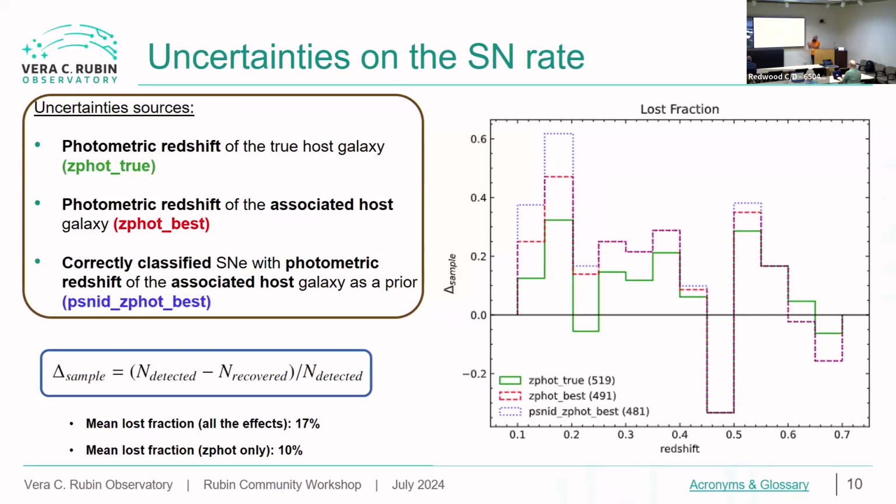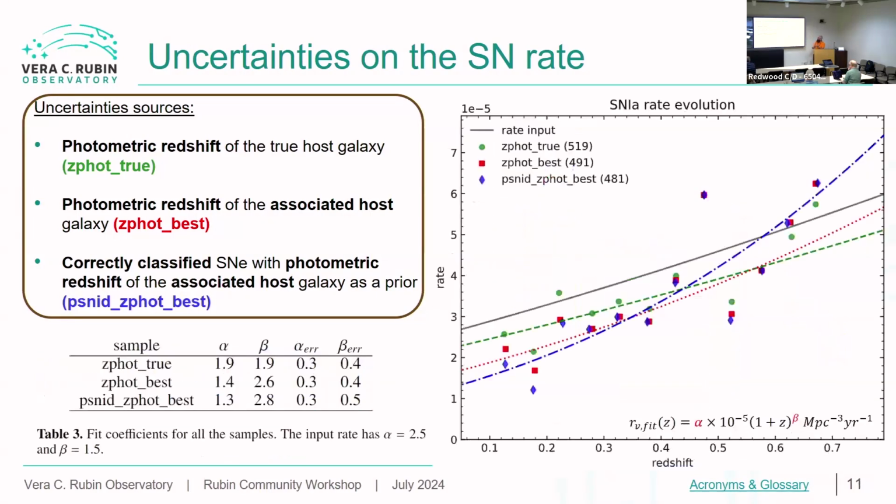And the mean lost fraction is around 17%, but the greatest effect here is photometric redshift, because it is the very first step, and it is also affecting the photometric classification when you use it as a prior. So when you try to measure the rate, the point is, of course, that using points that are coming from the different subsamples, you are getting different results. And so if you try to fit a power law to these points, as it is here, you are going to get different values. And so if you want to use this as a method to constrain the progenitor, this is an issue. And it is important to try to reduce this source of uncertainties.